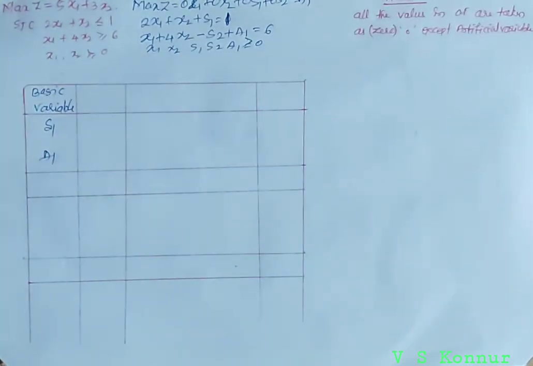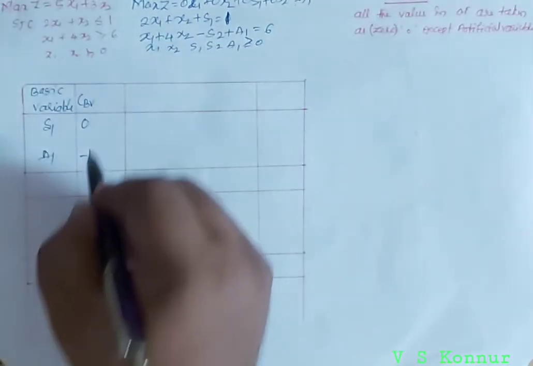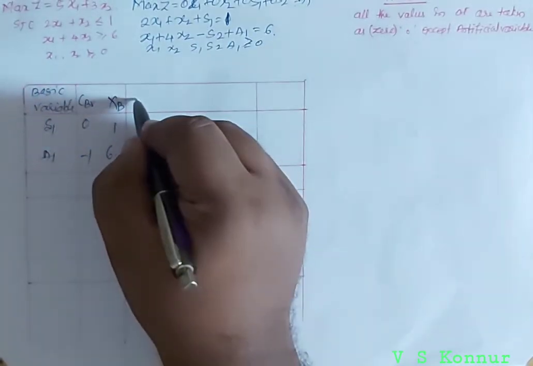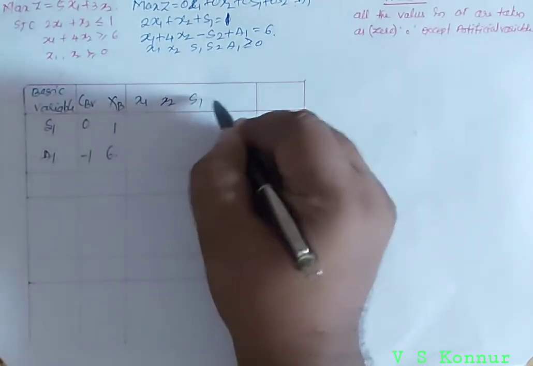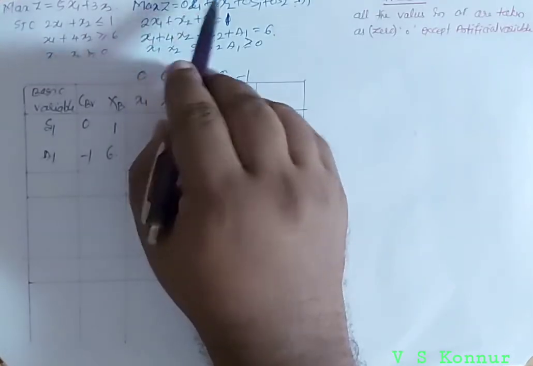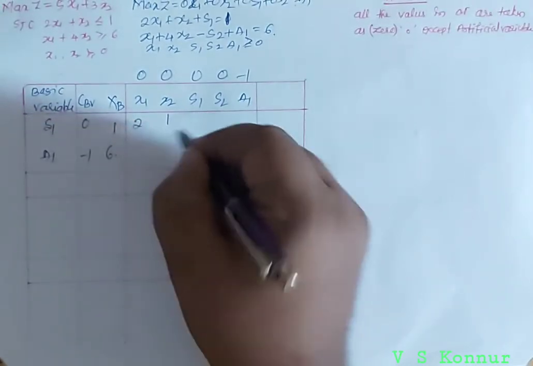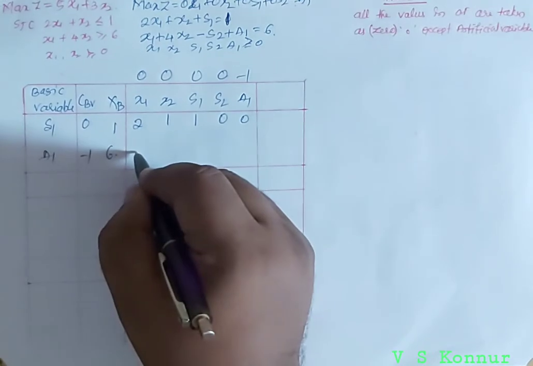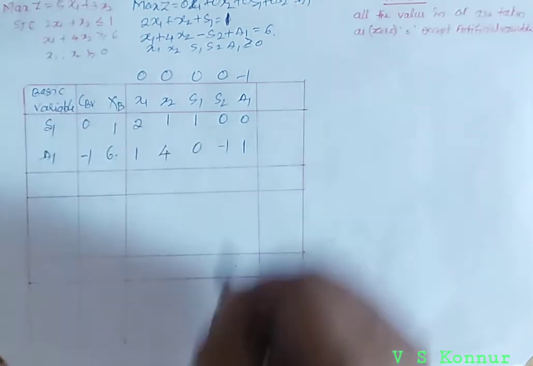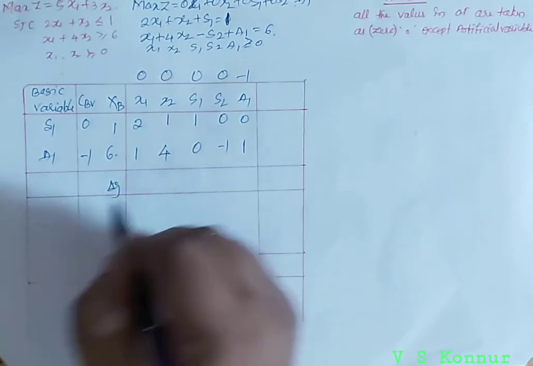Next, coefficient of basic variable is 0. This is minus 1 in the objective function. Next, xb's are nothing but right hand side 1, 6. Next, x1, x2, s1, s2, a1: 0, 0, 0, 0, minus 1, I have written. Then first constraint I will take 2, 1, 1, 0, 0, and for second constraint 1, 4, 0, minus 1, 1. Now calculate the delta j by using the same formula.